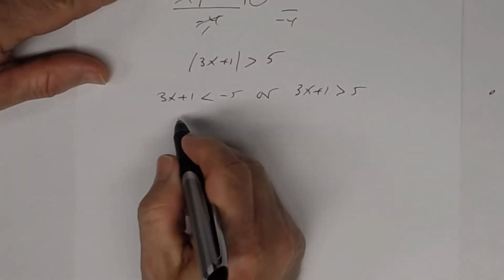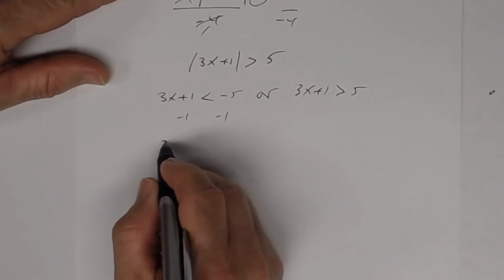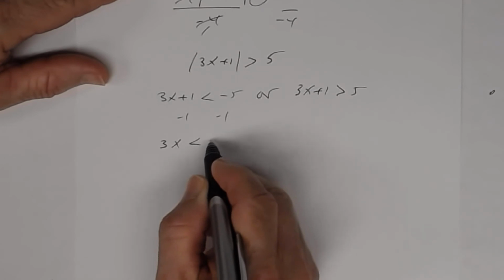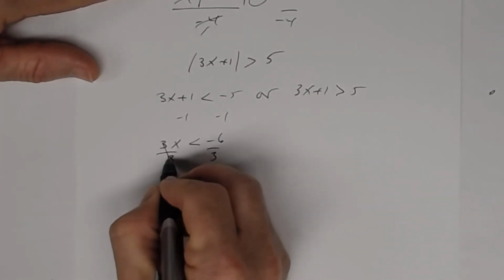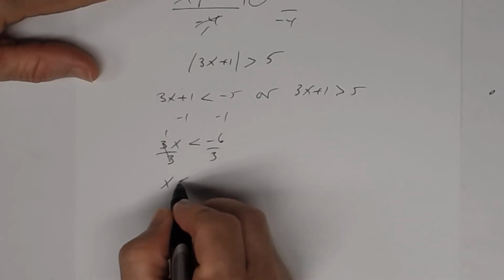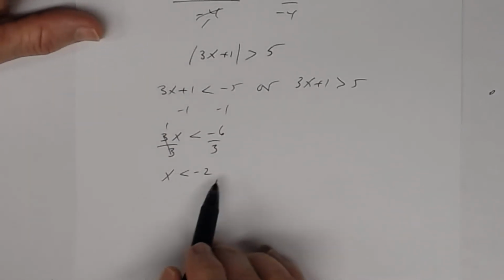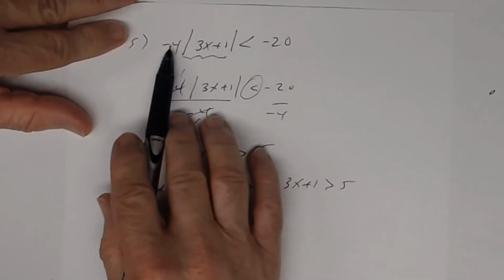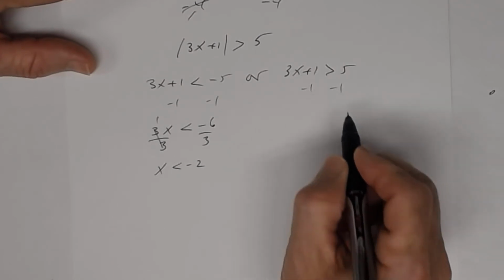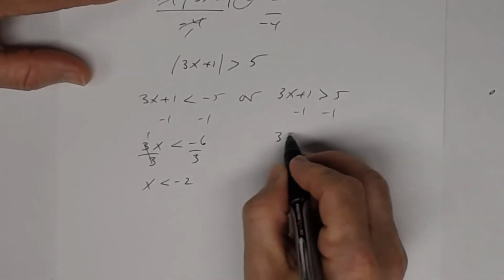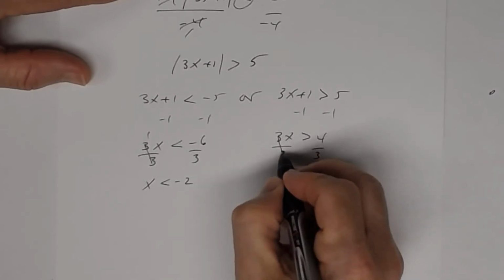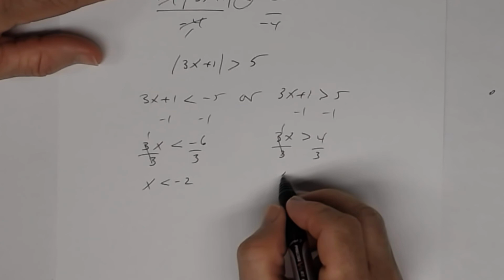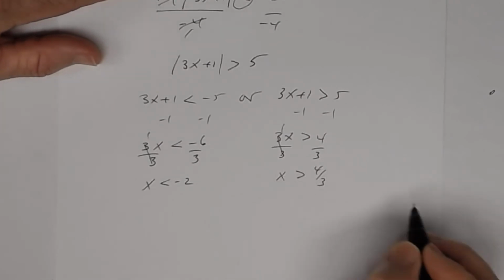Okay? So I'm going to subtract 1 from both sides, and I get 3x is less than negative 6, because negative 5 and negative 1 is negative 6. Divide both sides by 3 and reduce. I get x is less than negative 2. So any real number less than negative 2 is a solution to this inequality. Over here, if I subtract 1 from all parts, I get 3x is greater than 4. Divide both sides by 3. The other set of solutions will be any real number greater than 4/3. Okay?